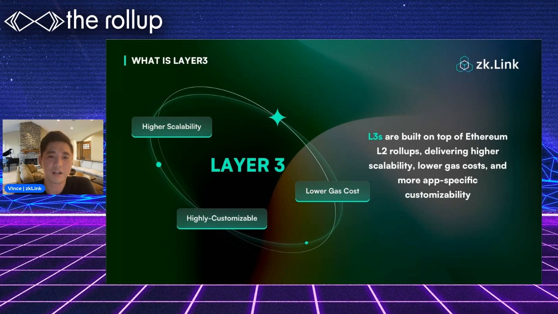Layer 3s are built on top of Ethereum layer 2 rollups, and the layer 2 rollups are built on top of Ethereum layer 1. And the layer 3s deliver higher scalability, lower gas cost, and provide more application-specific customizability for certain types of applications.